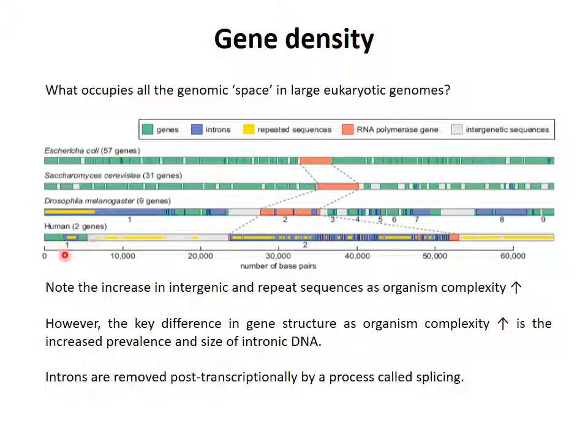So if we move now onto our genome, 60,000 base pairs, normally we would get 2 genes spanning this sort of distance, in contrast to almost 60 genes in E.